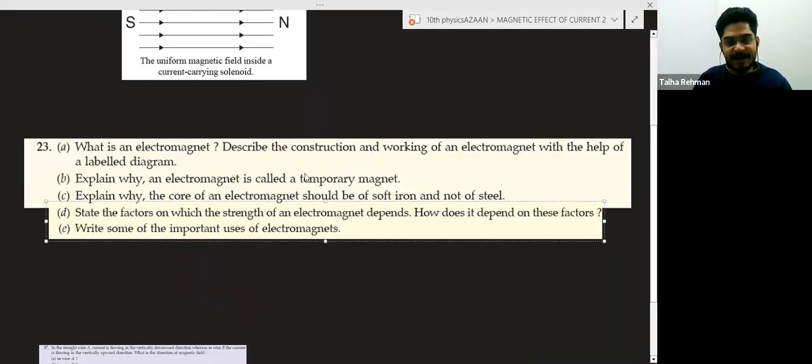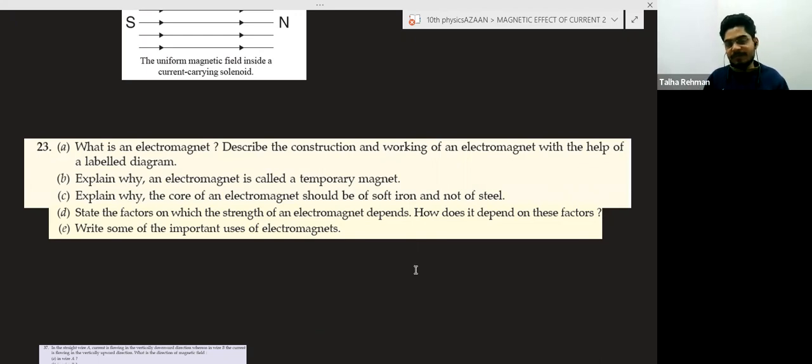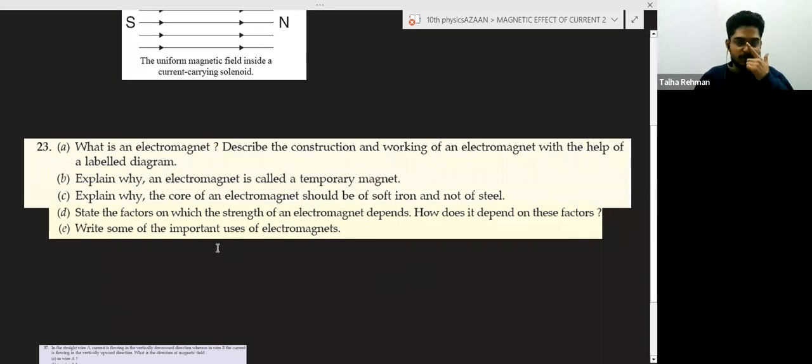Explain why an electromagnet is called a temporary magnet. Because the working of an electromagnet depends upon the electric current, and when you switch off the electric current, the magnetic field produced by the electromagnet will become zero. That is why it is a temporary magnet. It will remain only as long as there is a current on.